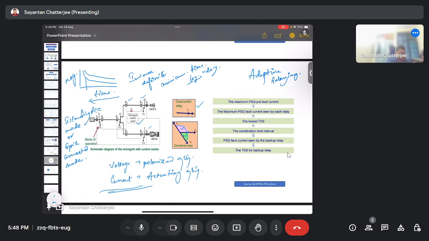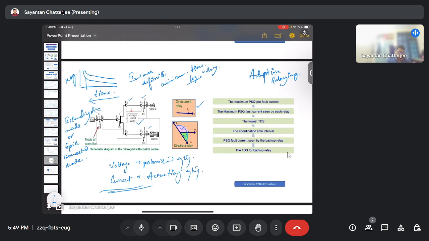So some PSM and TSM can also be developed and adjusted, the flux setting multiplier and time setting multiplier, and accordingly the results can be obtained.